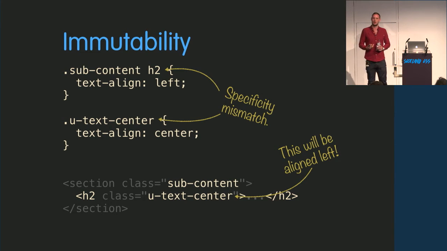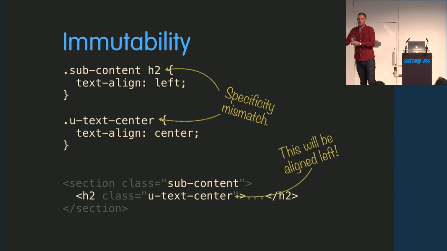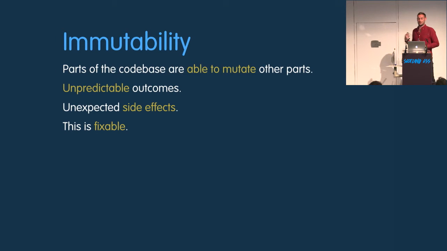This is a mutation. Because CSS operates in a global namespace and we have specificity, this conference has been sponsored by the word specificity, hasn't it? We've got this mismatch, right? And this is a mutation. Other parts of the code base can mutate and transform completely unrelated other parts. This is called a subtree collision, and it's caused by a greedy selector and higher specificity. We'll look at subtree collisions a bit later on. But parts of the code base are able to mutate other, unrelated parts, giving us unpredictable outcomes and unusual side effects.